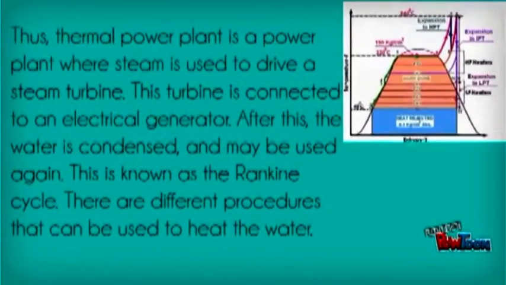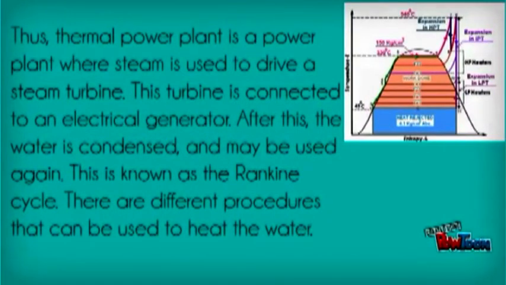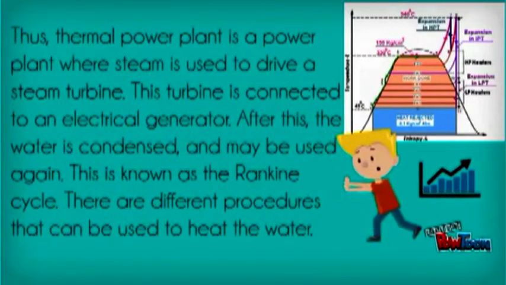A thermal power plant is a power plant where steam is used to drive a steam turbine. This turbine is connected to an electrical generator. After this, the water is condensed and may be used again. This is known as the Rankine cycle. There are different procedures that can be used to heat the water.